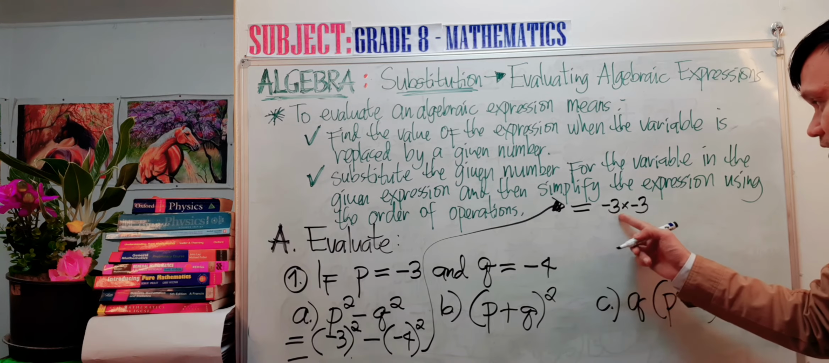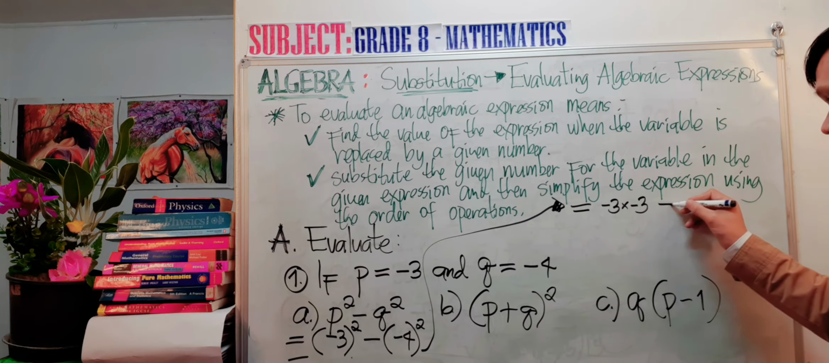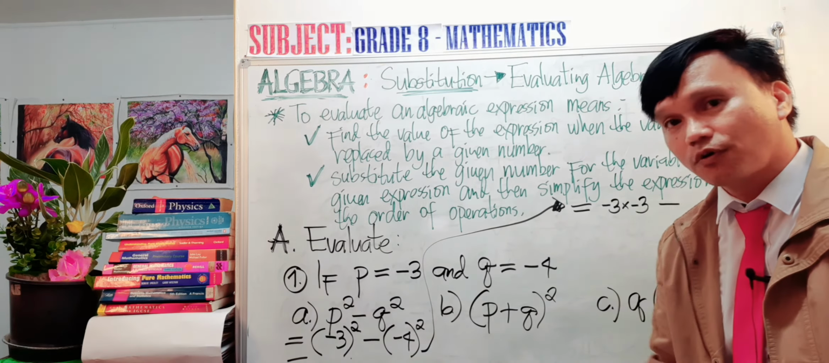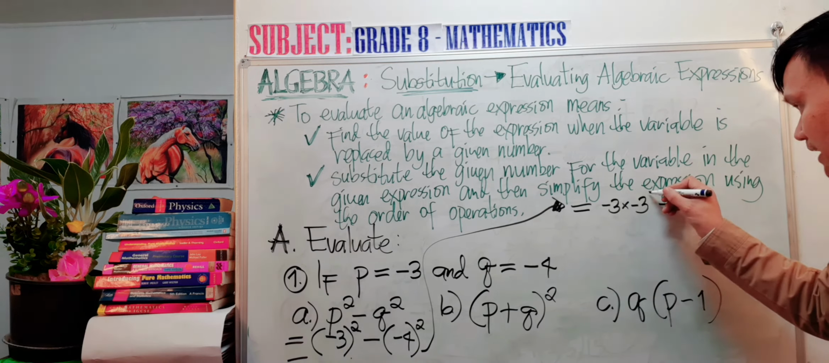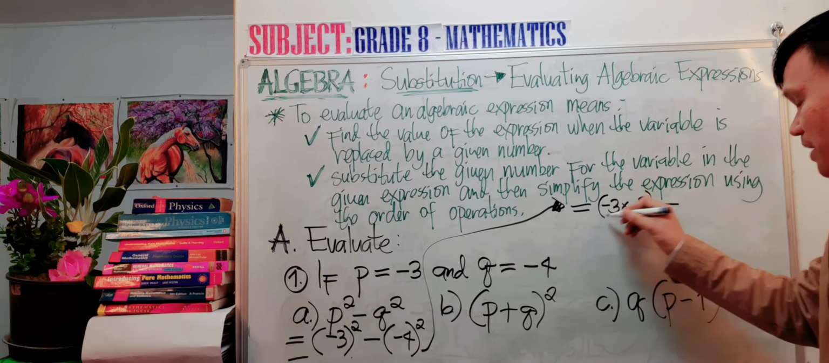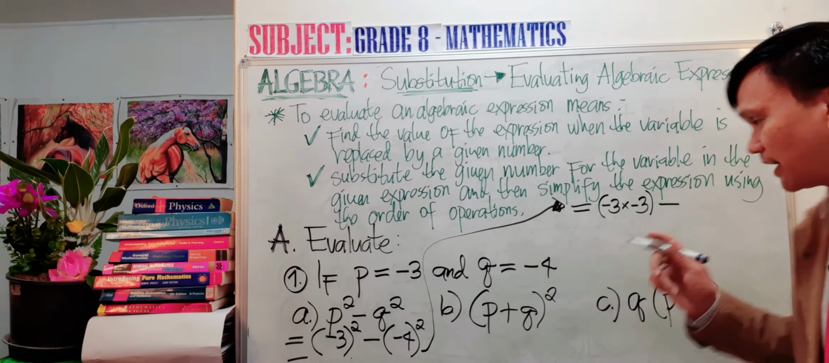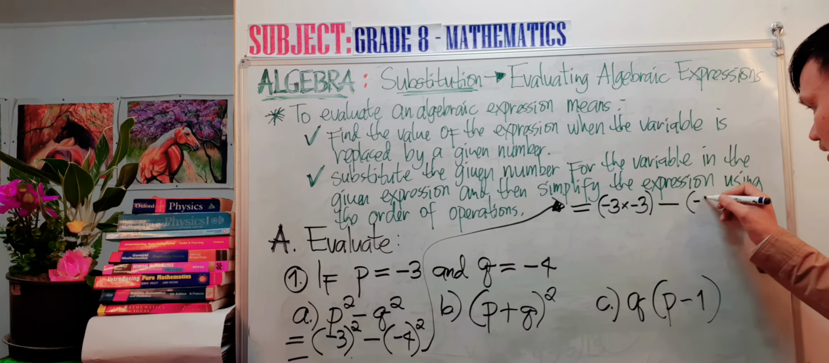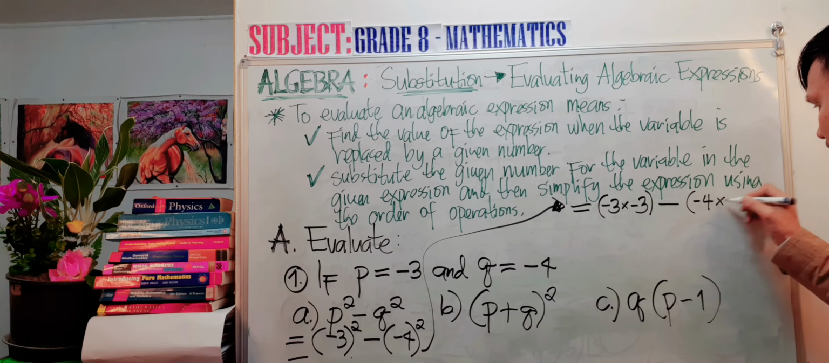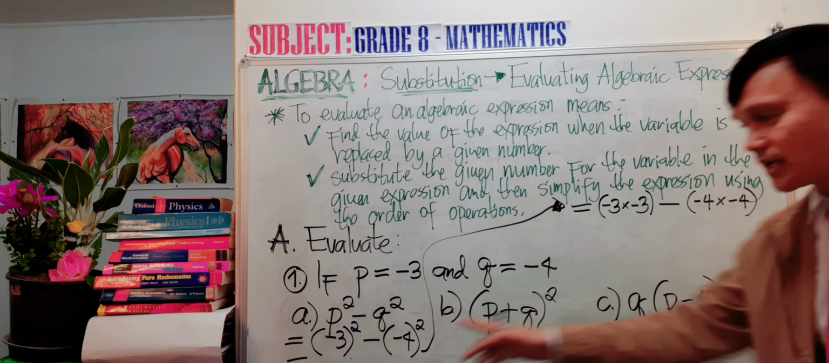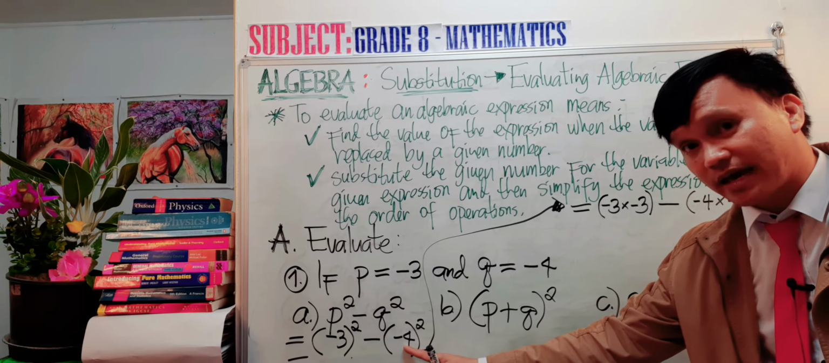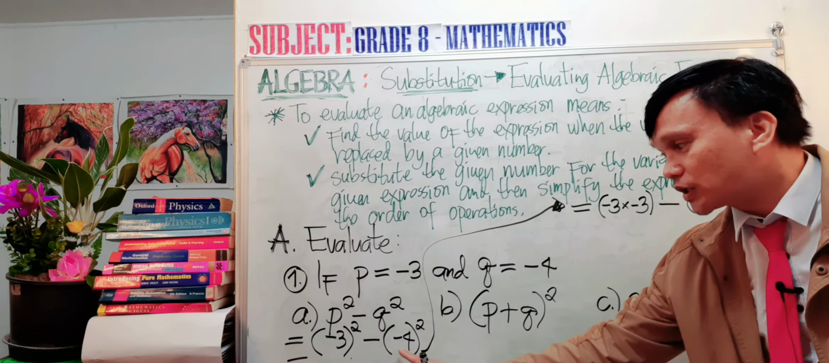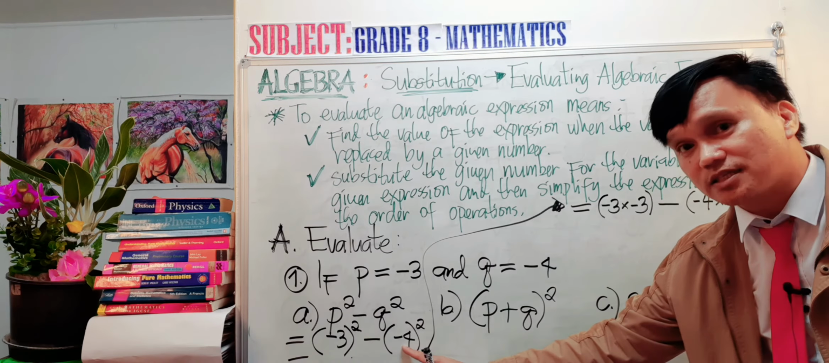So that means negative 3 times negative 3, minus. The same thing you're going to do: you also multiply negative 4 by itself 2 times. So I can use the bracket symbol here to separate, so it's easy for me to identify. So that means negative 4 times negative 4. Meaning, the negative 4, which is the base, raised to a power of 2, when you evaluate it, you multiply negative 4 by itself 2 times.